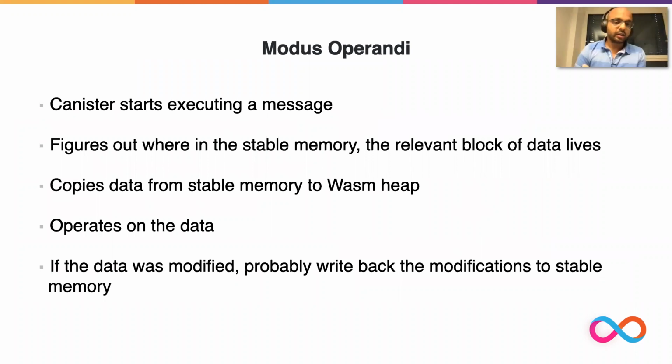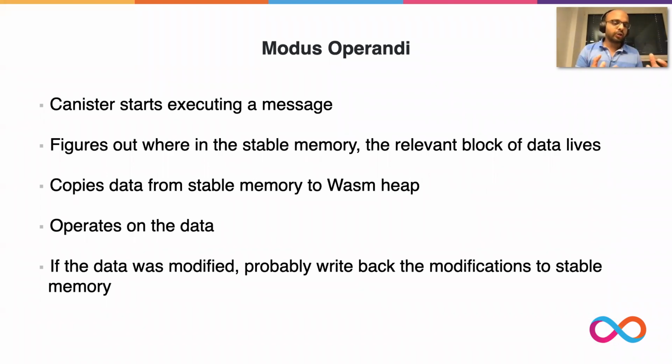So with this API, if this proposal and this API was merged into production and was available, then this is how we expect canisters to actually do their work in production. So when a canister receives a message and it starts executing it, it will first have to figure out where in stable memory the relevant block of data lives that it needs to work on. It will then copy that data from stable memory to the Wasm heap. And this copy is necessary because there are no native Wasm instructions that let you work on the stable memory. So you have to copy this data into Wasm heap so that you can actually make modifications to it.